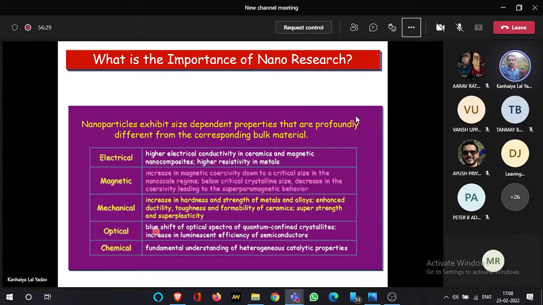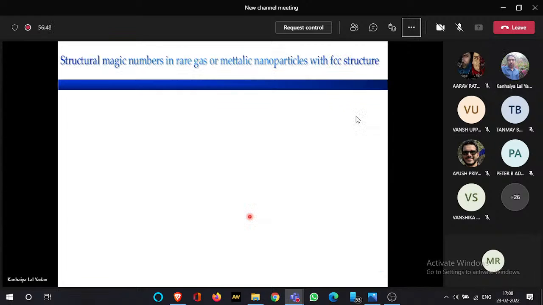Then optical properties, blue shift is there in the optical spectra of quantum confined crystallites. Then there are better chemical properties, a fundamental understanding of the heterogeneous catalytic properties. So these electrical, magnetic, mechanical, optical, and chemical properties are enhanced in some way.